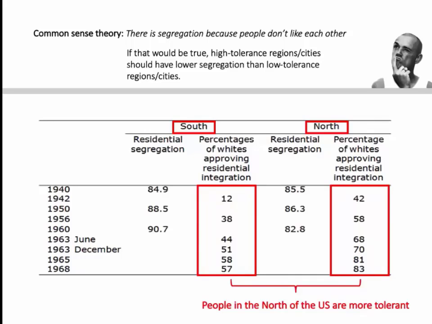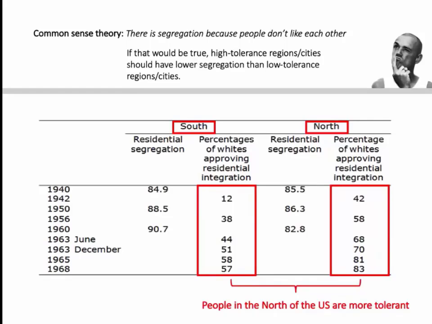What you see here is that the numbers in the north are higher than in the south, regardless of the time, right? In 1940, 42% of the whites in the North approved residential integration, while only 12% of the whites in the South approved residential integration. So basically the story here is people in the north of the US are more tolerant in those days, 1940s, 1950s, 60s, and so on. Hopefully nowadays it's different, but that's how it was.